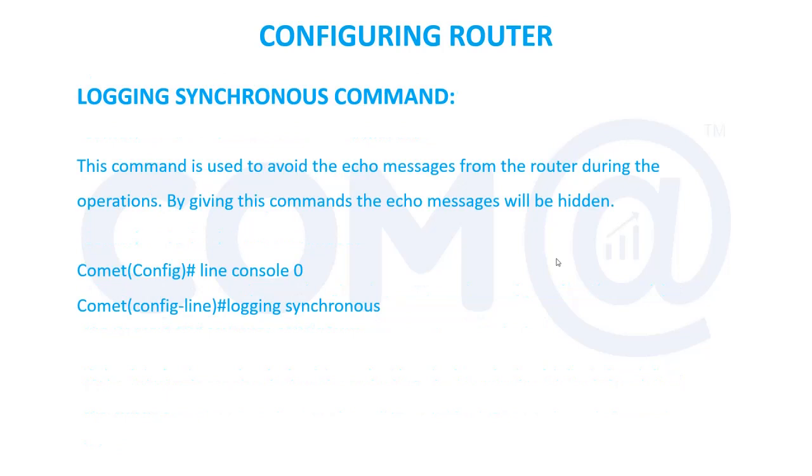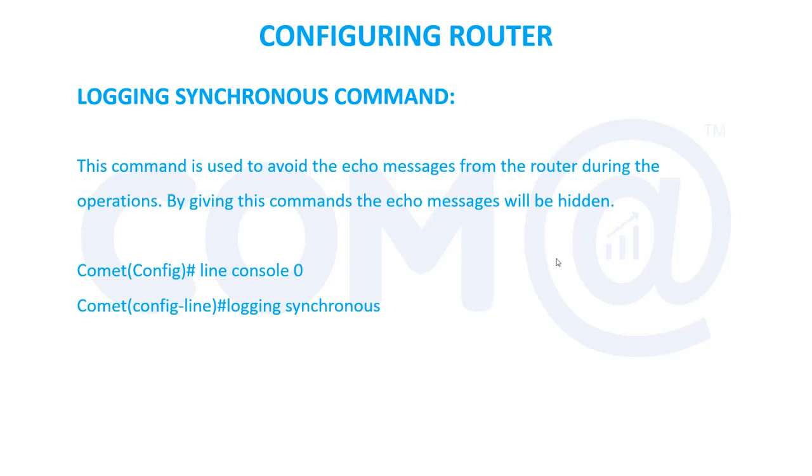Logging synchronous. Normally, whenever we type in the router, we get a lot of messages mentioning this interface is up, this interface is down, and other log related messages. So that has to be stored for tracking purpose. But if it is continuously coming on your screen, that will become a kind of disturbance, right? So to avoid that, we have to run this command, logging synchronous.